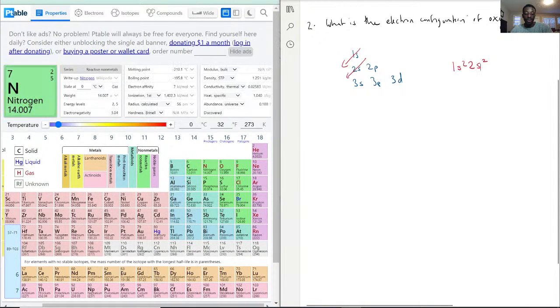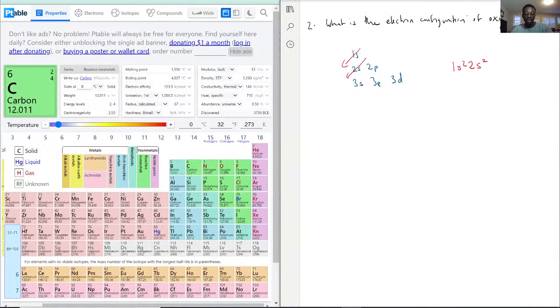And then we enter this side here, columns 13 through 18. Excluding helium, these are your p subshells, as I've listed here, and oxygen is the fourth one on this row. So if we count, boron is 2p1, carbon will be 2p2, nitrogen would be 2p3, and oxygen would be 2p4. This is how you'd find the electron configuration for oxygen.